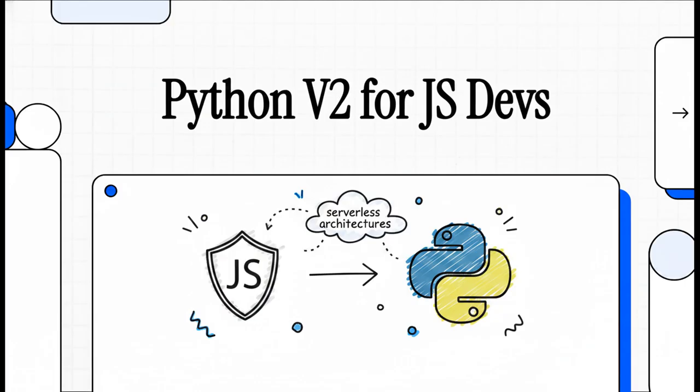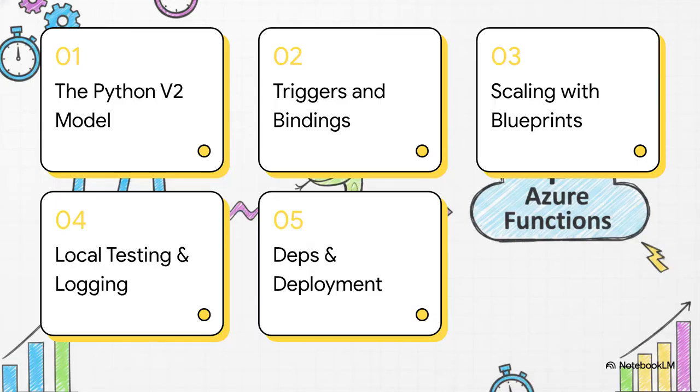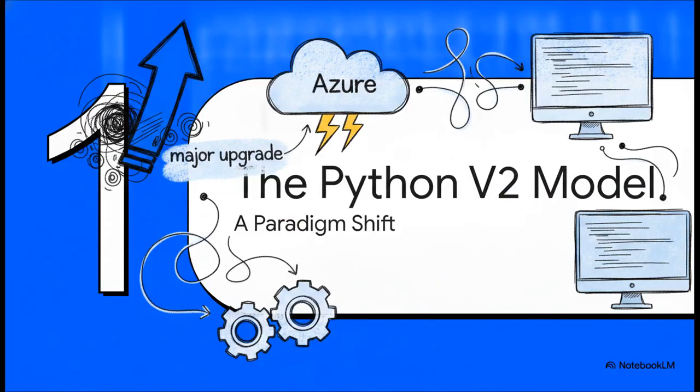Let's get into it. Okay, here's our roadmap for today. We're going to cover the Python v2 model, dive into decorators, triggers, and bindings, look at scaling apps with blueprints, tackle local testing and logging, and finally wrap up with dependencies and deployment methods. Kicking things off with Section 1, the Python v2 model.